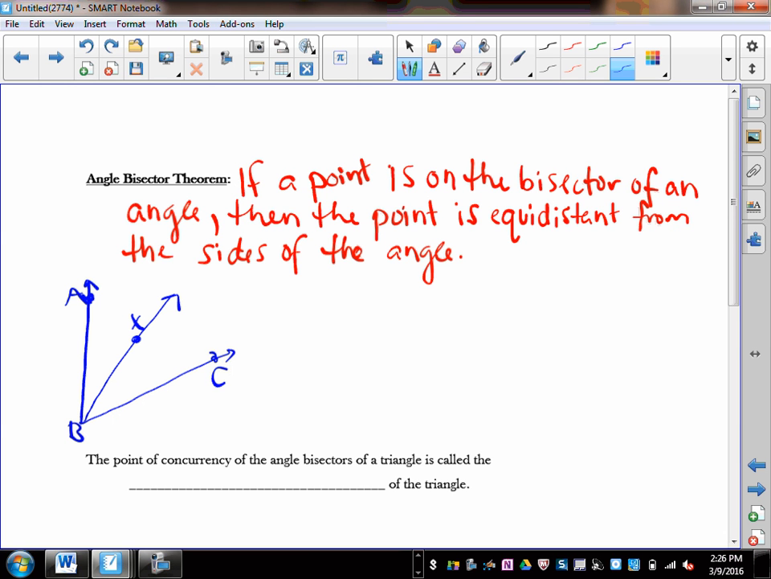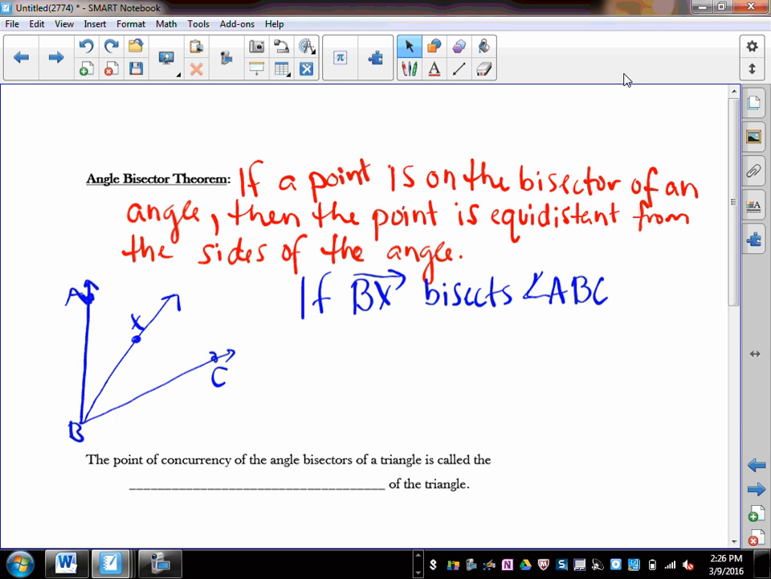Okay. Alright, so we have if ray BX bisects angle ABC. So that's our given information. We have an angle, it's bisected, it's cut in half. If this is true, then any point along that ray should be the same shortest distance from both sides. So if BX bisects angle ABC, now again, this is a rough sketch, so the shortest distance is perpendicular. So approximately that, and approximately like that. These are the same distances there.